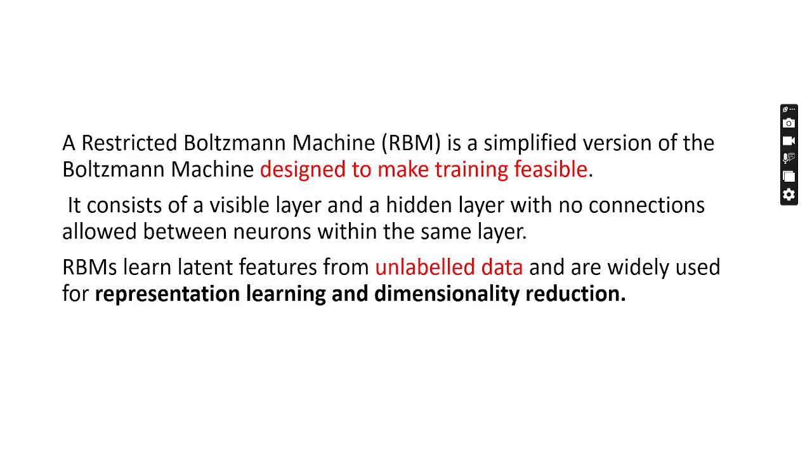The restricted Boltzmann machine is a simplification of the Boltzmann machine designed to make training feasible. When we need to train a feasible model, we move to the restricted Boltzmann machine compared to the Boltzmann machine. It consists of a visible layer and a hidden layer with no connections allowed between neurons within the same layer. It's very, very important. The RBM learns latent features from unlabeled data. Whenever we give some unlabeled data, it will learn some features from it. These are called latent features and are widely used for representation learning and dimensionality reduction. These are the two practical applications where the RBM is effectively used.